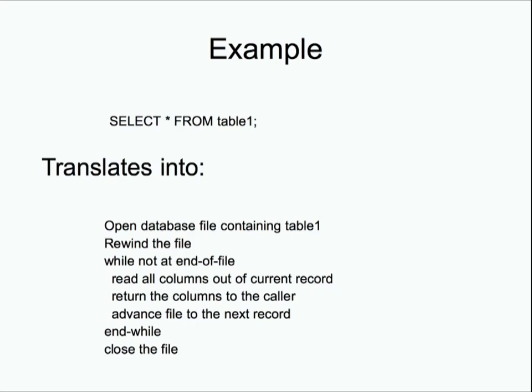So, for example, here's a very simple query. Select star from table 1. Different databases do different things, but this is going to be translated into a program, which I've written out in sort of pseudocode here. You open the database file containing table 1, you rewind the file to the beginning. While you have not reached the end of the file, you read all the columns out of the current record, you return the columns, advance to the next record, and then after you get to the end, you close the file. So when you write that SQL, it compiles that program and then runs it.